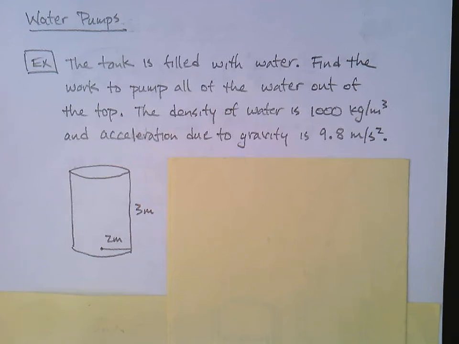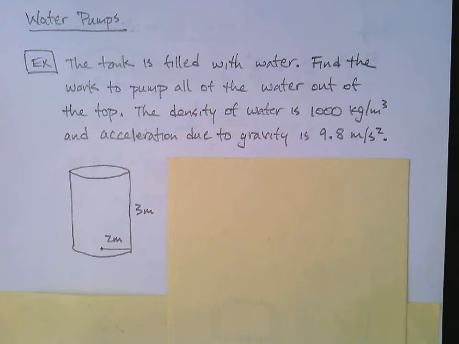The tank below, you see it right there, is filled with water. Now that's a pretty big tank. It's a cylinder with a radius of 2 meters and a height of 3 meters. Ignore the scaling there. Pretty big tank of water. Find the work to pump all of the water out of the top of that tank.